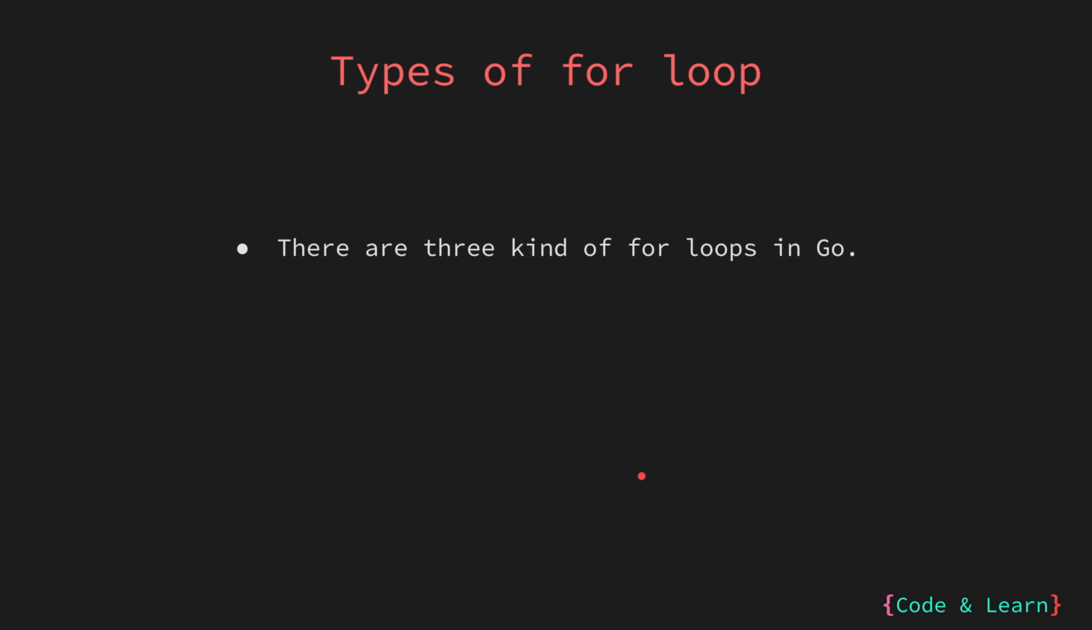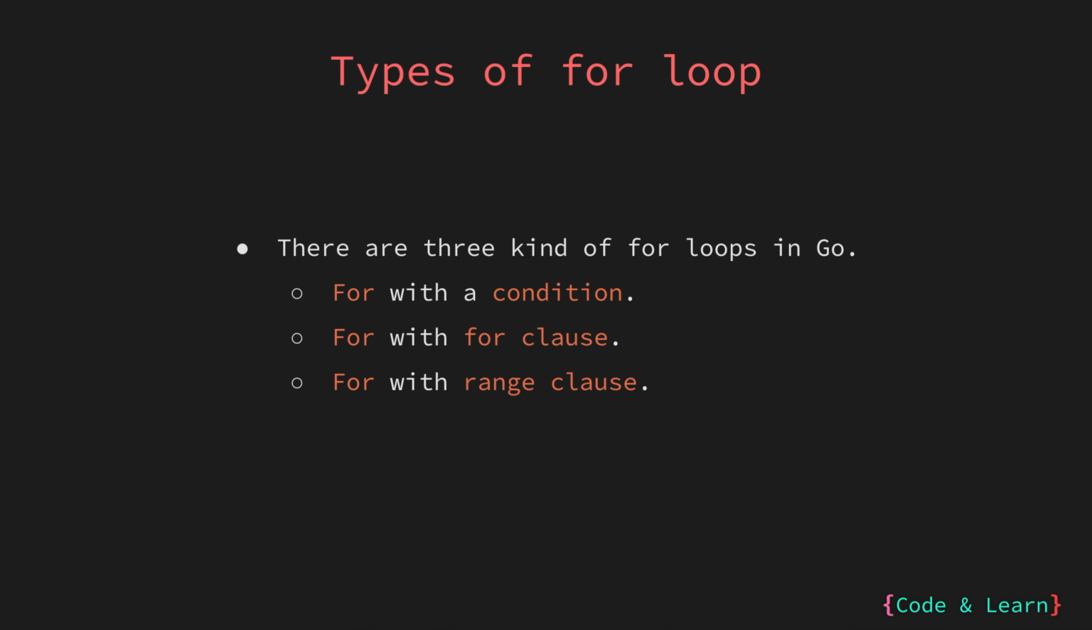There are three kinds of for loops in Go, that is, the for loop with condition only, the for loop with the clause or the for clause, which is the most common type of for loop in programming. The third is a for loop with the range clause. Let us now look at them one by one.